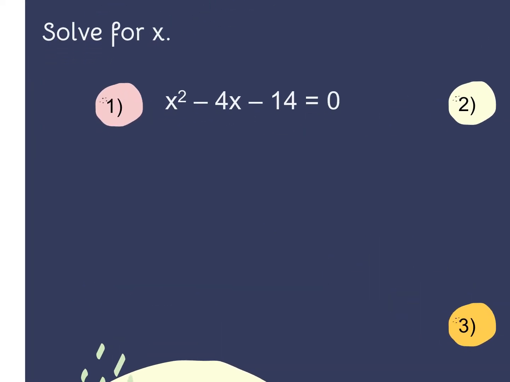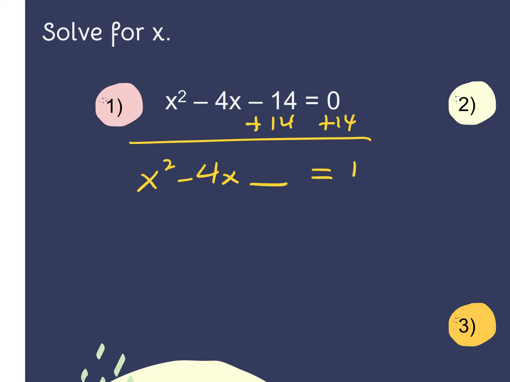So the first one, always your first step is to make sure that the number in front of x squared is a 1, and it is. So now step number 2, move the constant to the other side. When I move the constant, after I add the 14 to the right side, I'm leaving a blank space here. And then I'm going to move the 14 to the other side, and there's another blank space here.